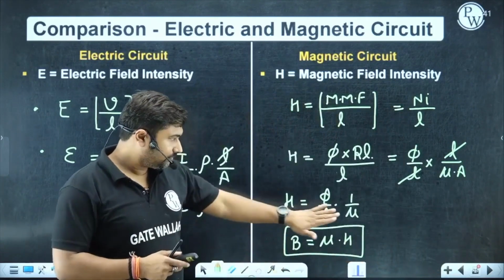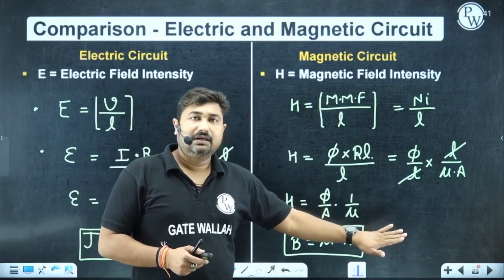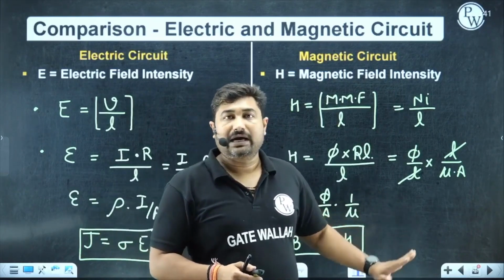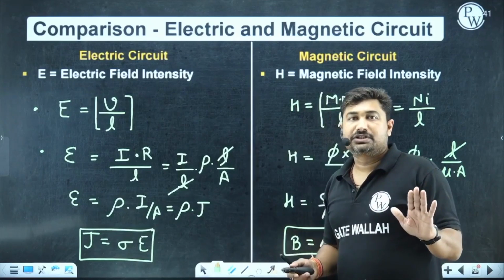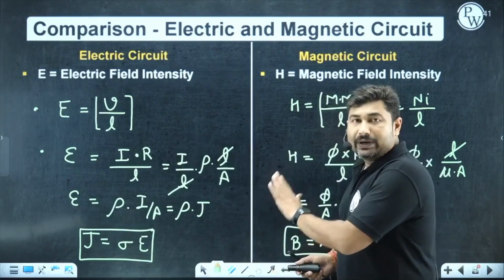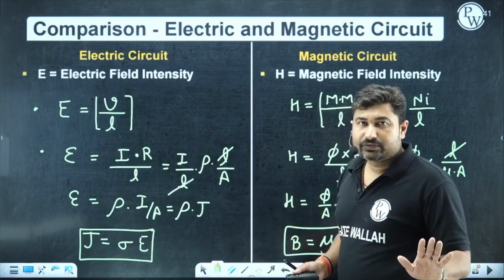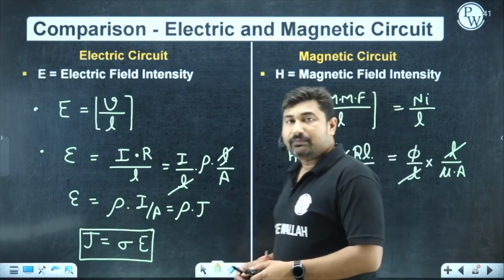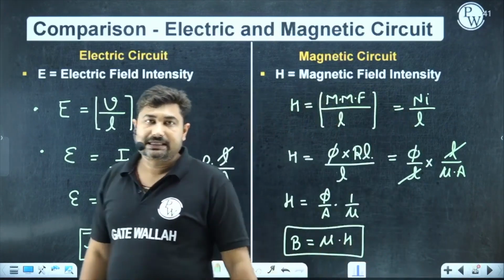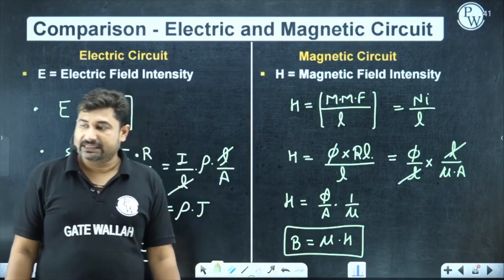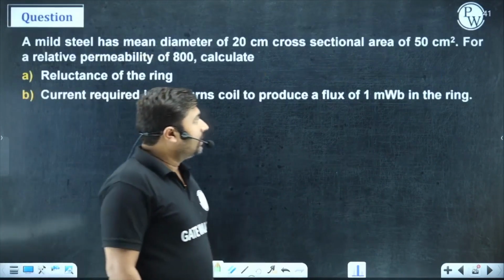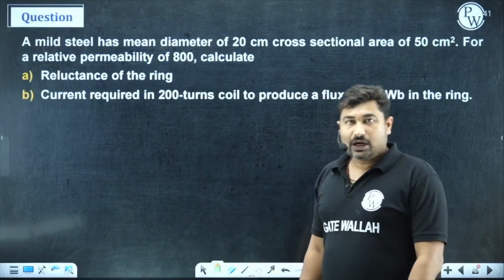So magnetic material cannot be isolated. You can't stop the magnetic lines of force from flowing. However, in open air, current can't flow. Is it okay? Yes, sir. So this is the basic difference between the magnetic circuit and electric circuit. Up to this part, everything is clear? Great, sir. Let's see one question now.